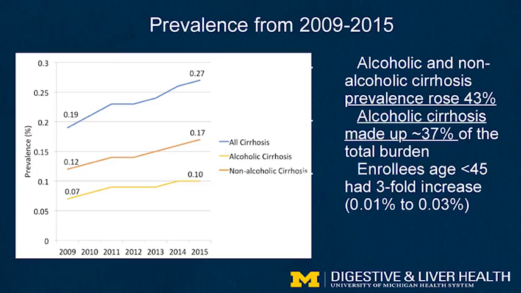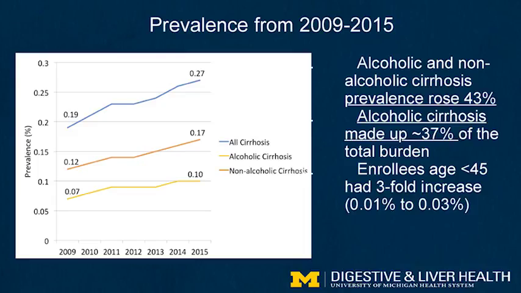When we looked at the prevalence across this time frame, so looking at how big of a problem this is and is it growing, what we found was that it actually is growing by about just over 40% across this relatively short time frame, and that alcoholic cirrhosis patients again made up just over a third of that total burden.